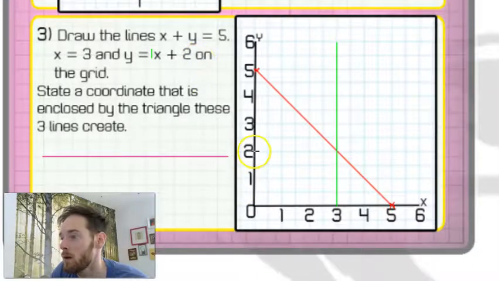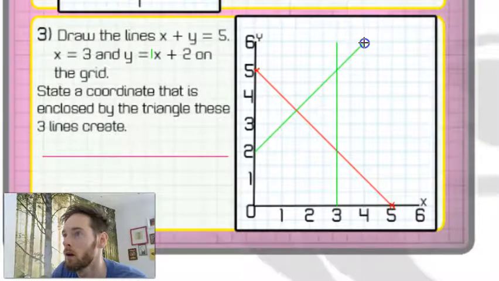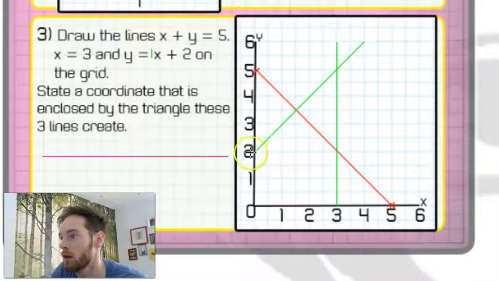By starting at 2, because it's going to go through 2 on the y-axis, and then going across 1, up 1. Across 1, up 1. Across 1, up 1. And across 1, up 1. Probably could have done that in a different colour, but I've got there now, so I'm just going to leave it there. So there we go. There is that line drawn.